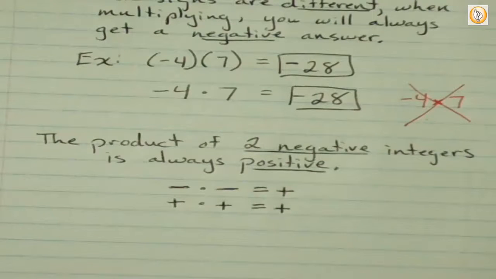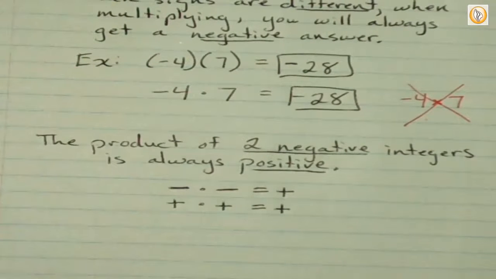Bingo. Or times its own sign. If it's the same sign, it's always going to be positive. Negative times negative, positive. Positive times positive, positive. If they have different signs, like up there at the top, it's always going to be a negative. That'll be a lot easier to remember.